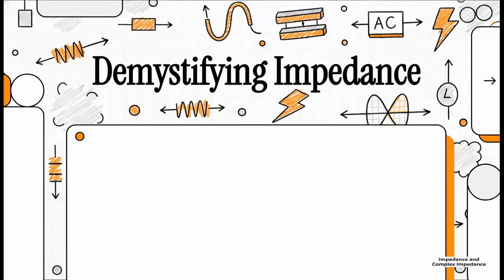Ever wonder how your speakers can perfectly separate the deep thump of the bass from the crisp hiss of a cymbal? Or how a radio can pick out one single station from a sea of thousands? Well, the secret to all of that lies in a concept that's a little more complex than simple resistance. Today, we're going to pull back the curtain and demystify electrical impedance.